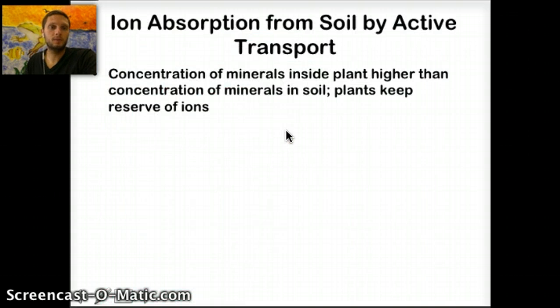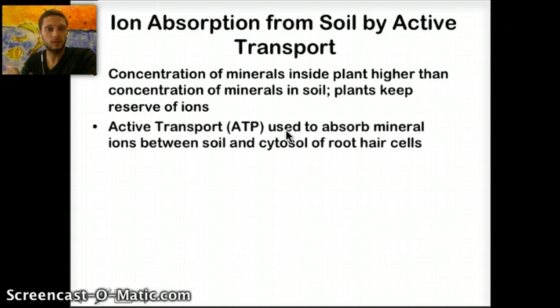Now, the absorption of ions also occurs occasionally by active transport. And this is due to the fact that the concentration of minerals inside the plant is oftentimes higher than the concentration of minerals in the soil. Plants basically keep a reserve of ions inside of them, and so that builds up a higher concentration inside the plant than outside the plant. But the plant still wants to actually bring in minerals, and so this has to be accomplished by active transport. And this process is used to absorb mineral ions between the soil and the root hairs.